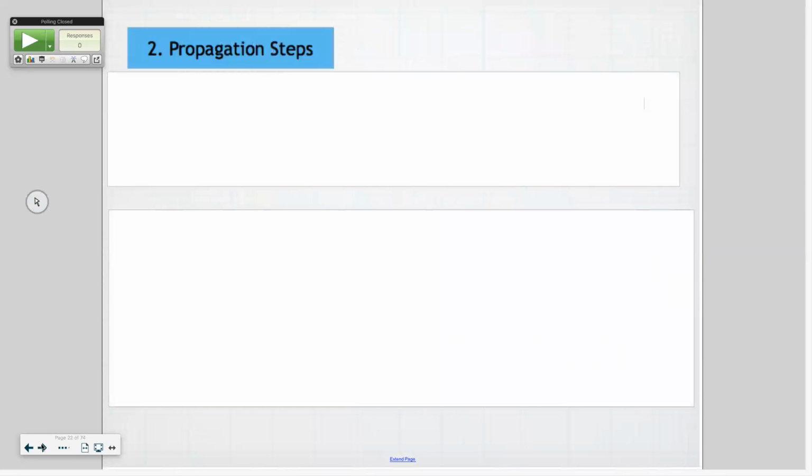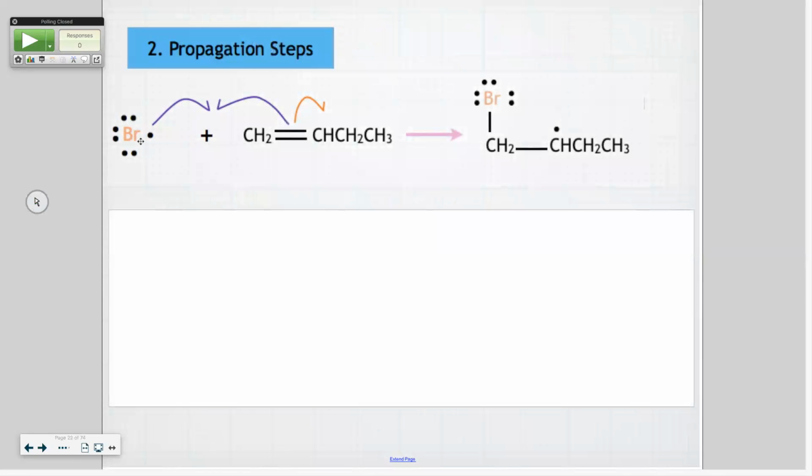Here's propagation. So our bromine free radical is going to react with 1 of the electrons in the pi bond. Last time when we added HBr, the pi bond reached out and grabbed a hydrogen. Notice that we're adding the bromine to the molecule first. So what kind of free radical do I form over here?